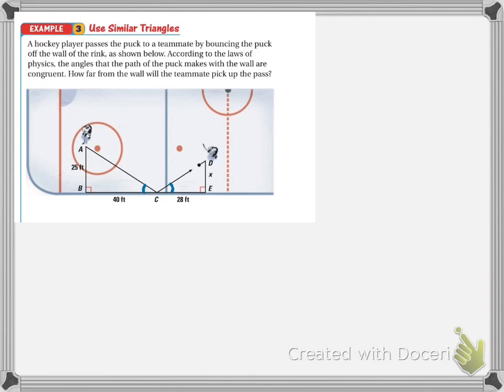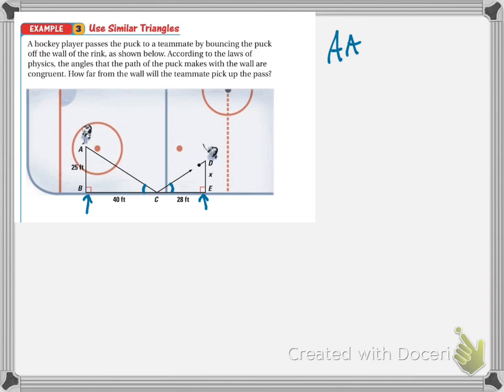So if those two angles are congruent, and we also have that this angle and that angle are congruent. So notice how we have two angles that are congruent. So because we have two angles that are congruent, we can say that these two triangles are similar because of the angle-angle similarity postulate. So now that we have that the two triangles are similar, we can set up two ratios, set them equal to each other, and find the value of x. So let me show you how to do that.